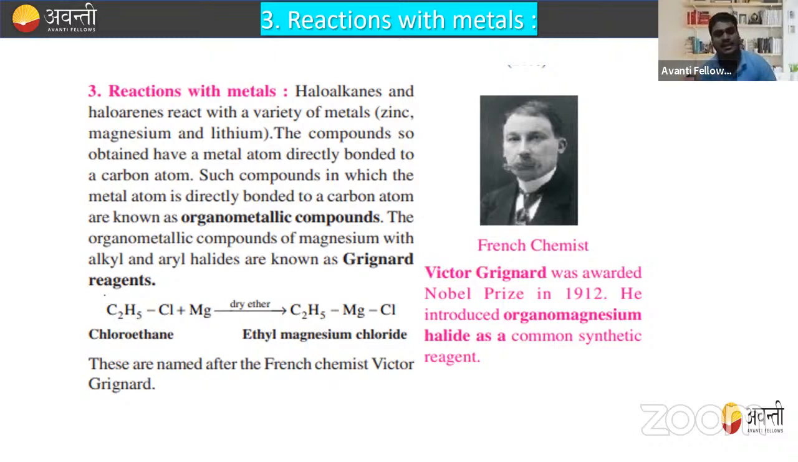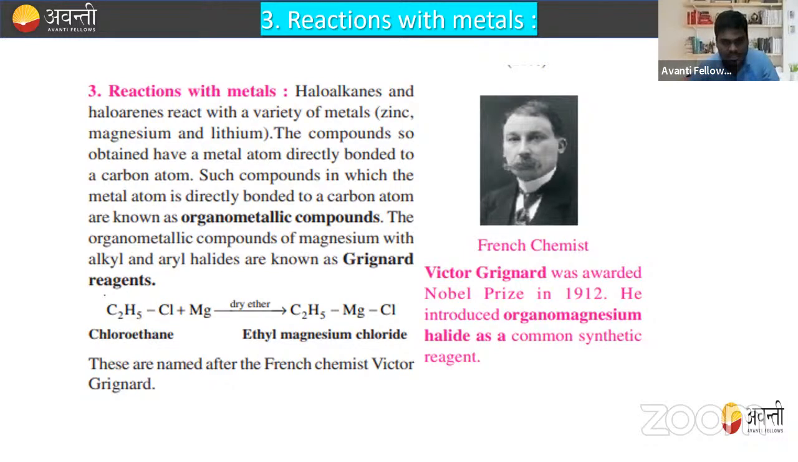So, in the reaction with the metal, haloalkanes and haloarenes react with a variety of metals like zinc, magnesium, and lithium. The compounds so obtained have a metal atom directly bonded to a carbon atom. Always remember, such compounds in which the metal atom is directly bonded to a carbon atom are known as organometallic compounds.